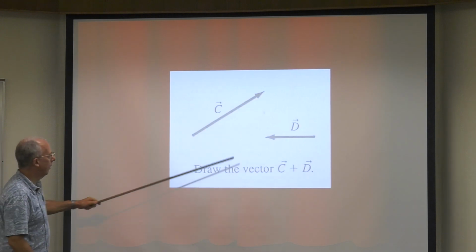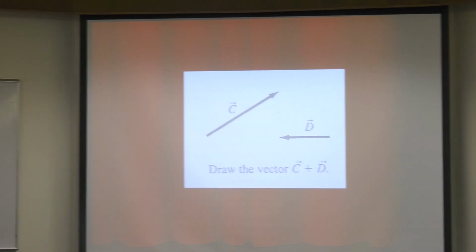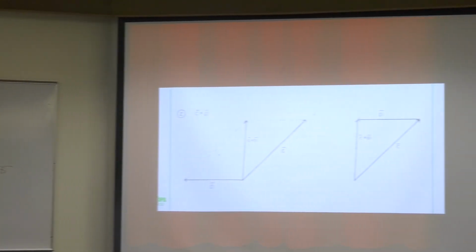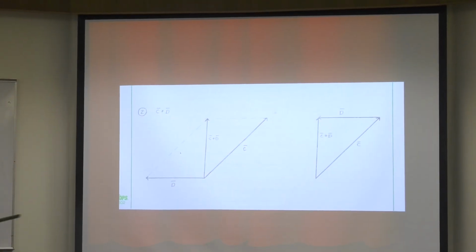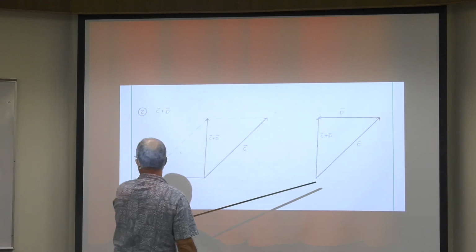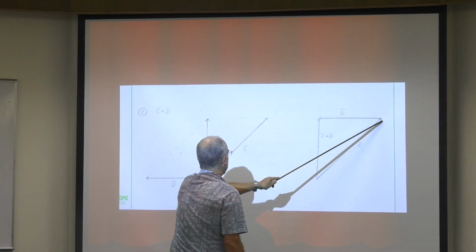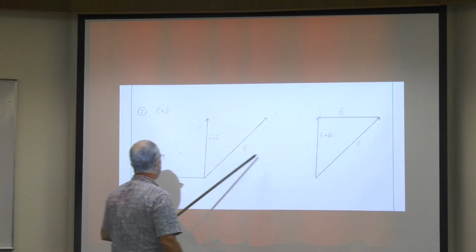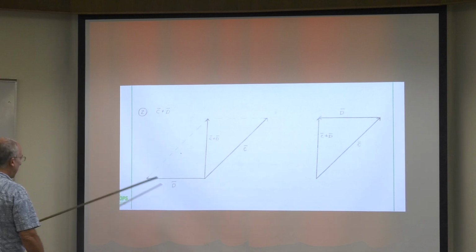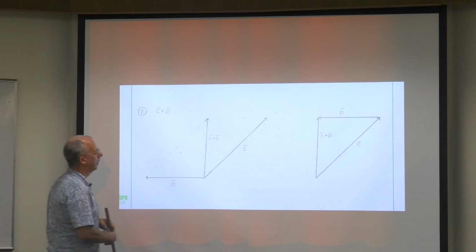So here's D, and C is like that. So head to tail, I did C plus D. Here's my C, then here's my D, then you go from the beginning to end, C plus D. Here's my D, here's my C, so tail of D to tail of C, parallelogram, bingo. And that's it. See you later.